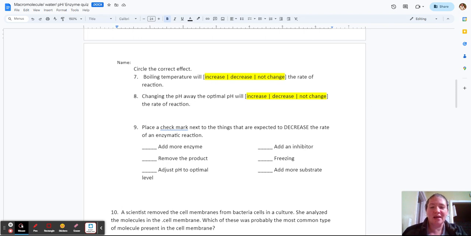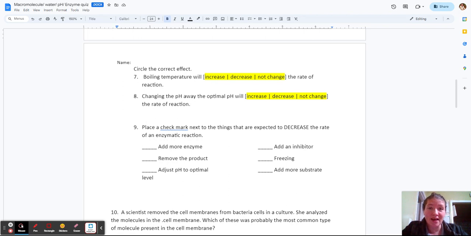All right, number 9, put a check mark next to things that are expected to decrease the rate of an enzymatic reaction. So things that will slow it down. What we have here is if we add an inhibitor, which is something that inhibits or slows it down. Freezing would slow it down, right? Because with temperature, if we bring it down, it's slower. Those are the only two that can decrease the rate of an enzymatic reaction.